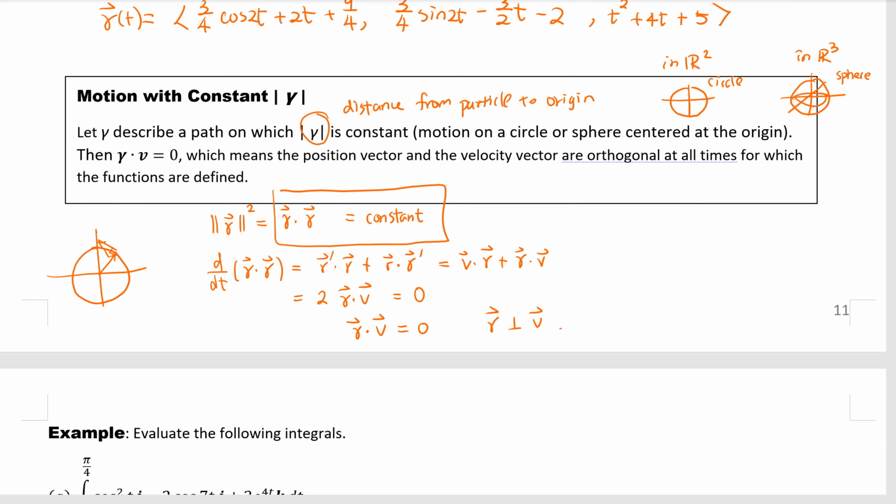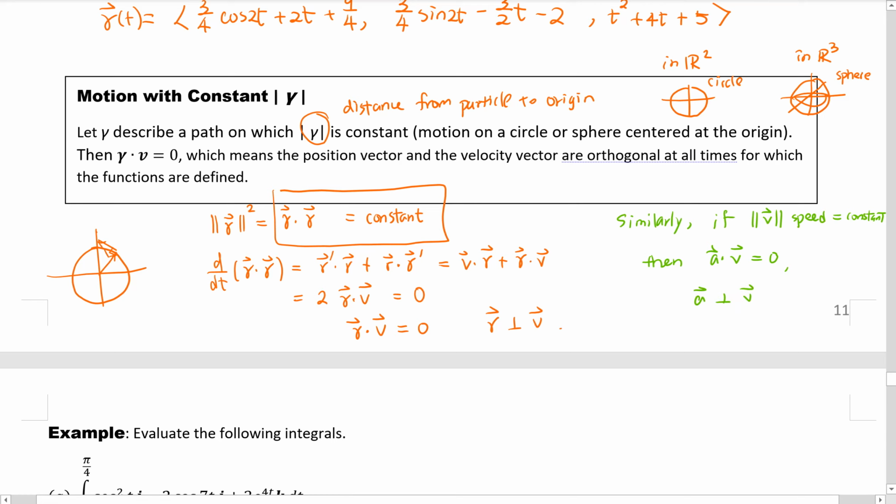Similarly, we can extend this idea. If the magnitude of the velocity, which is the speed, is constant, then we can say acceleration dot velocity equals 0. So acceleration and the velocity, they are perpendicular, they are orthogonal. So far so good, everybody?